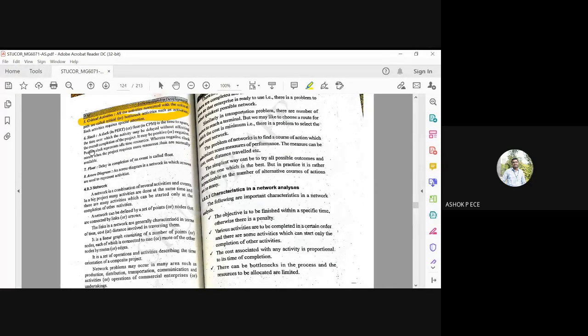It may be positive or negative. Positive slack means idle time of resources. Negative slack means the project requires more resources than are available. So it can be positive or negative. Float: same thing, slack and float are the same. Delay in completion of an event is called float.